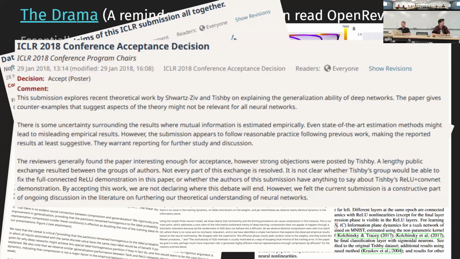I don't know where this claim came from about them not knowing how to estimate the mutual information, because Schwartz-Ziv did release their code base. I've used it, and I assume Saxe used it. So it looks like the same code. I can't imagine they did anything more sophisticated than that, or this is before the variational stuff even came out. So they're using very simple estimators.